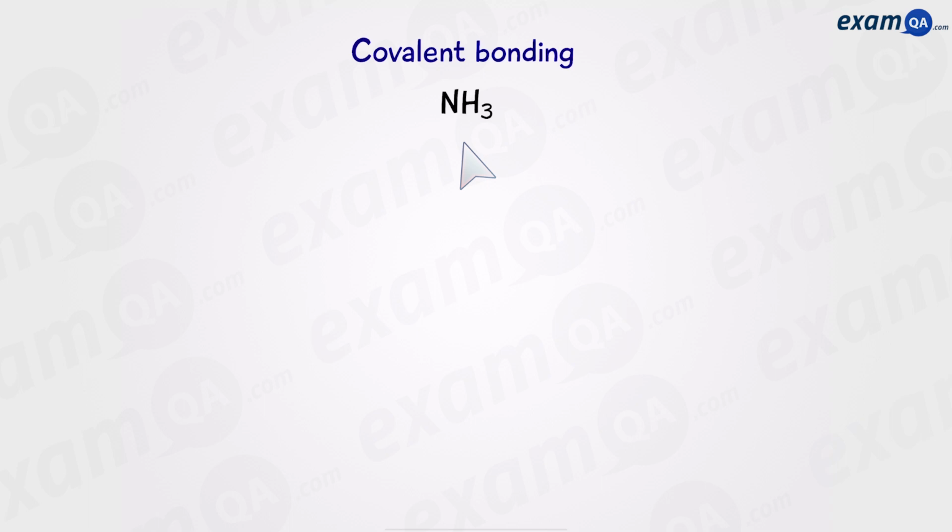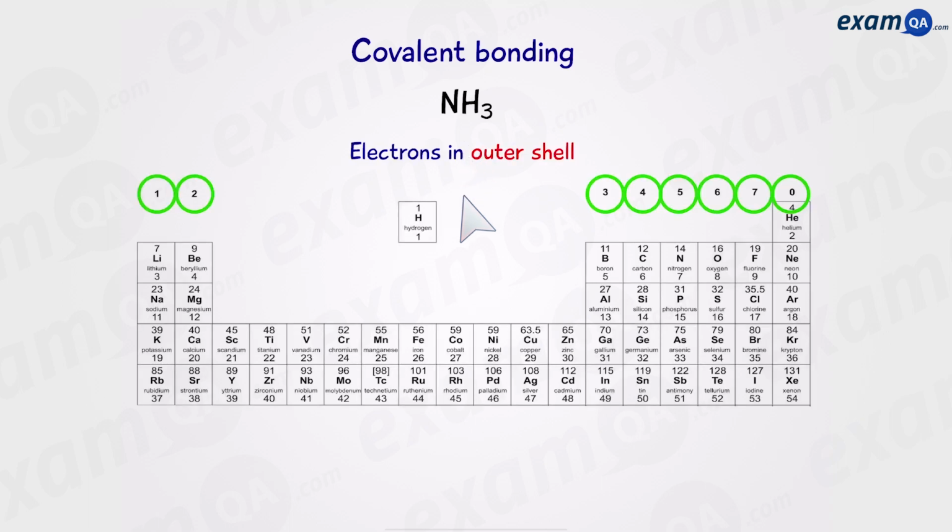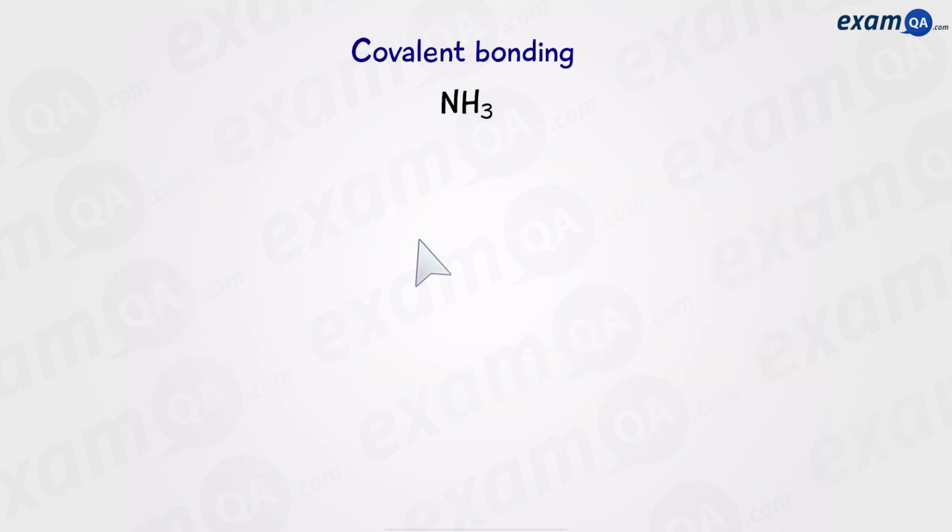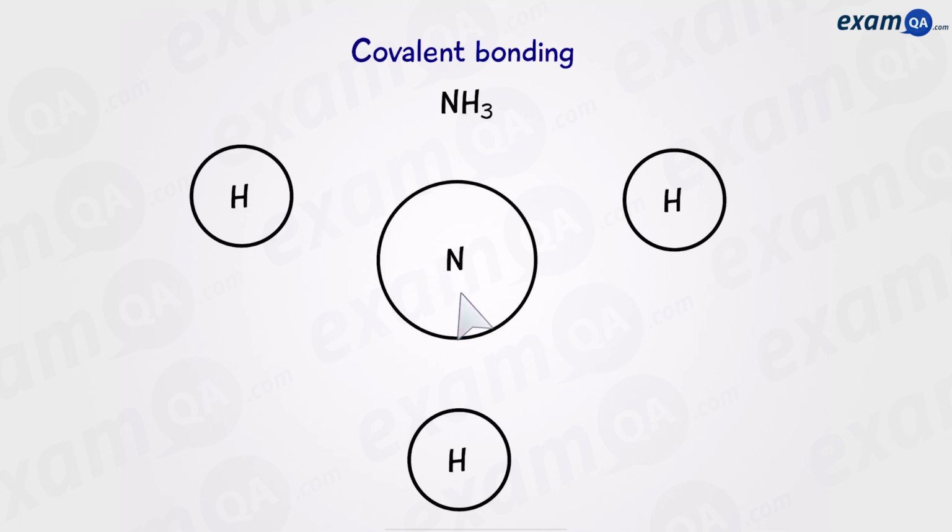Let's move on to one final example. We're going to draw ammonia. So looking at the periodic table, we can see that nitrogen is in group 5, so it's going to have 5 electrons in its outer shell. And as for hydrogen, it has 1 electron in its outer shell. Okay, let's draw ammonia. So we're going to have 1 nitrogen atom and 3 hydrogen atoms. Since nitrogen is in group 5, we're going to put 5 electrons in its outer shell. And hydrogen is going to have 1 electron in its outer shell.